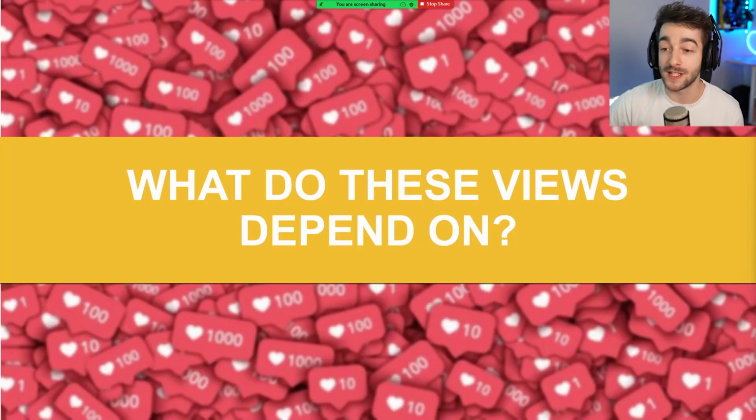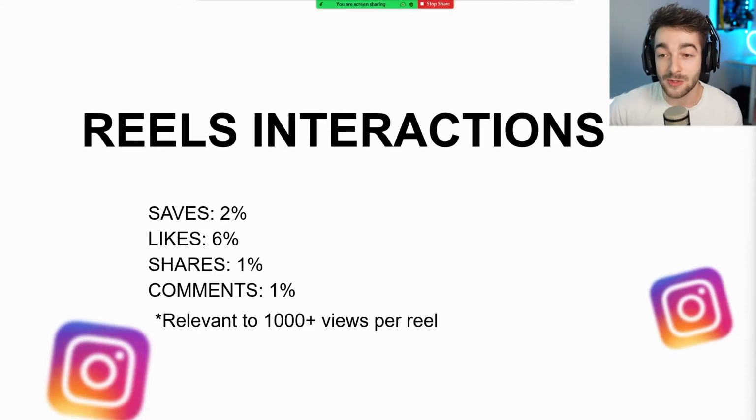So what exactly do these views depend on? Well, there are a few different factors, and it's actually quite interesting. After doing a little bit of research on my content, we actually have some numbers and statistics. When it comes to your real interactions, 2% of your interactions are going to be coming from saves. So your saves are fairly important, but the likes are what count the most. You've got 6% on here. What this means is the more interactions you get, the more views you're going to get. And then we've got shares and comments, which also play a key role.